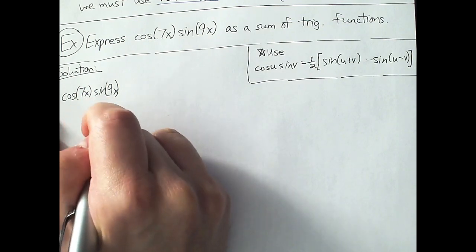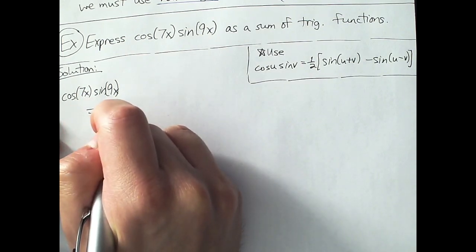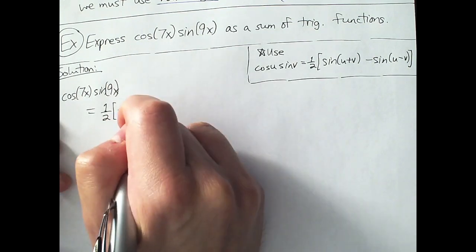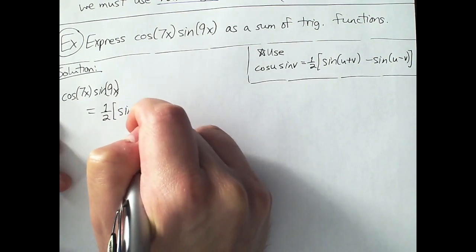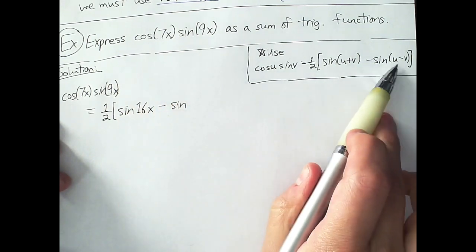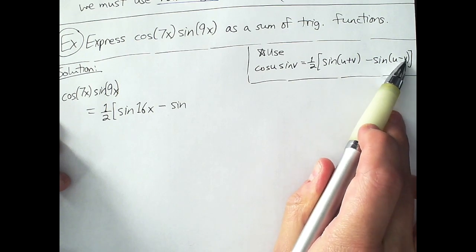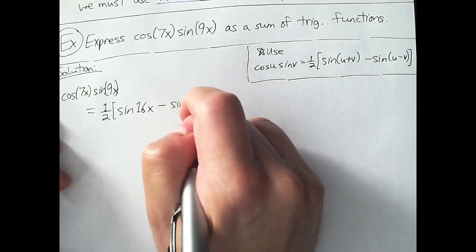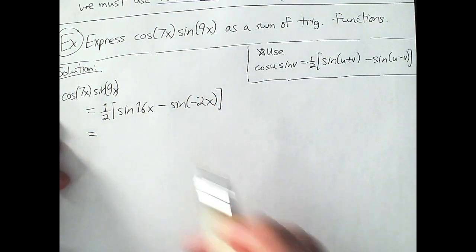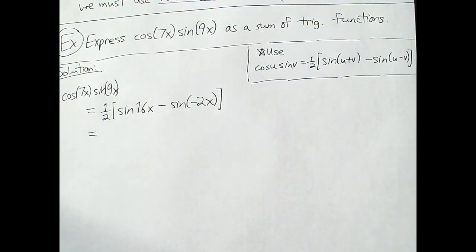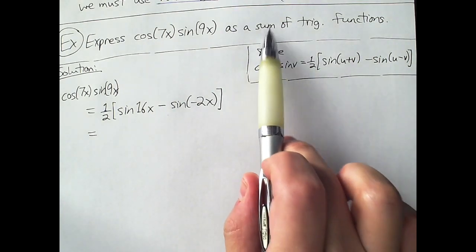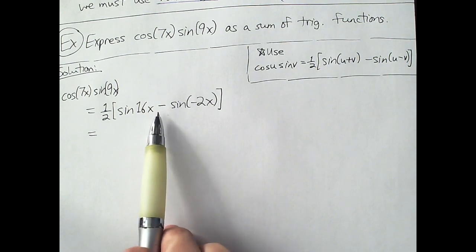So this is equal to 1/2 sine of 7x plus 9x is 16x minus sine of 7x minus 9x is minus 2x. All right, are we done? No, we're not done because we have not written it as a sum. Sum means plus sign. This has minus signs.